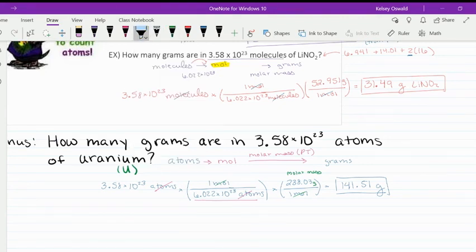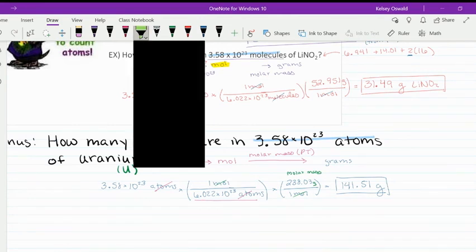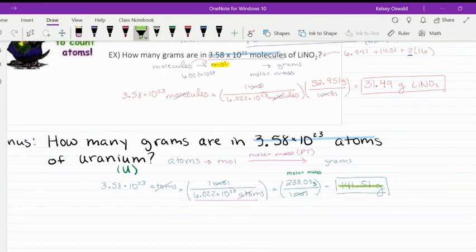The reason why this is a good talking point is if we look between these two examples, in our previous example, we had 3.58 times 10 to the 23rd molecules. And in this example, we had 3.58 times 10 to the 23rd particles. Notice, though, how the mass for our sample of uranium was much bigger than our mass for a sample of LiNO2. So why, even though we have the same number of molecules or same number of particles, do we have different masses? And the answer there lies in the weight of our atom.